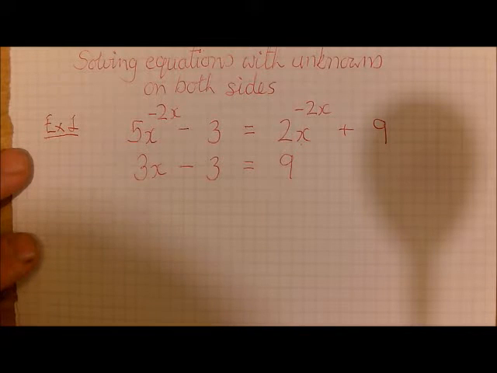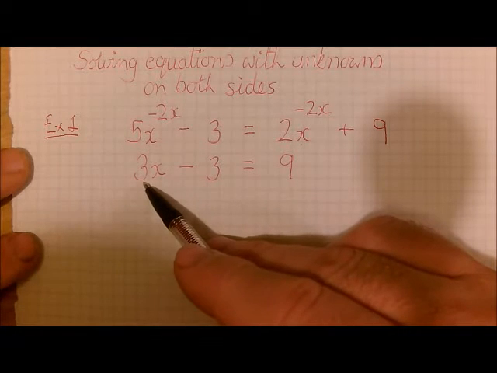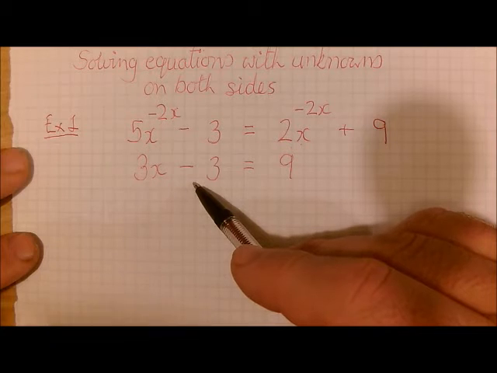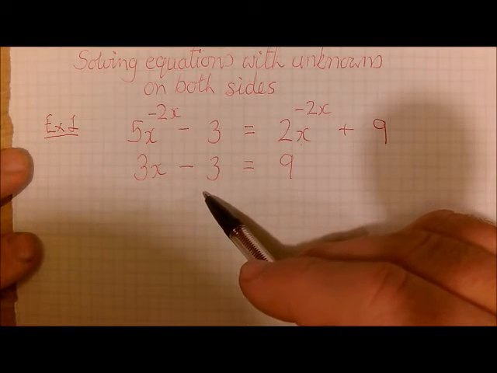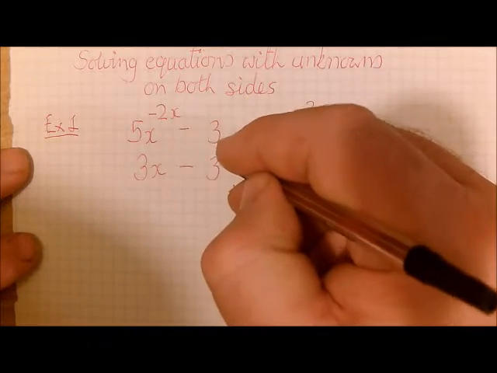My next step is to solve the equation as a two-step equation. X, my unknown, is multiplied by 3 and then has 3 subtracted. So we're going to go backwards through those steps and eliminate them, reverse them. Minus 3, I'm going to add 3.